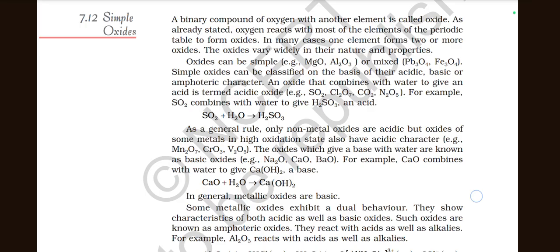An oxide that combines with water to give an acid is termed an acidic oxide. For example, SO2 combines with water to give H2SO3, an acid. As a general rule, only non-metal oxides are acidic, but oxides of some metals in very high oxidation states also have acidic character. The oxides which give a base with water are known as basic oxides. For example, CaO combines with water to give Ca(OH)2.